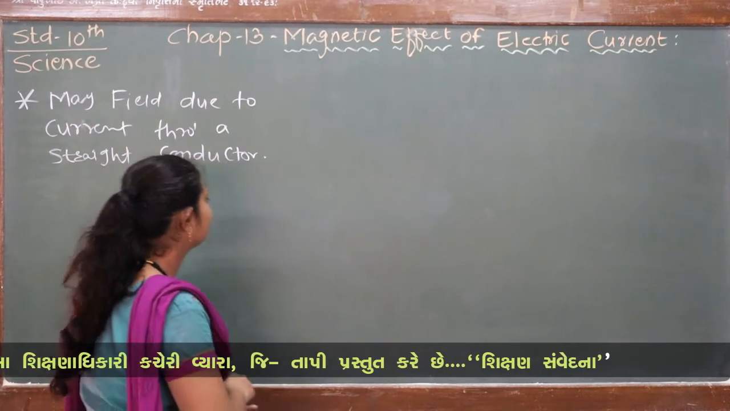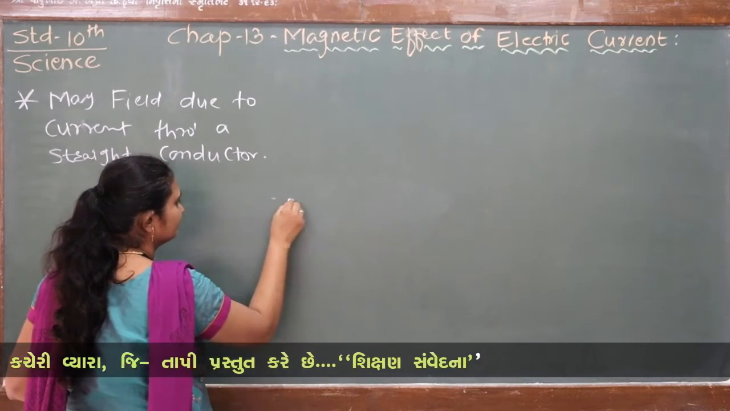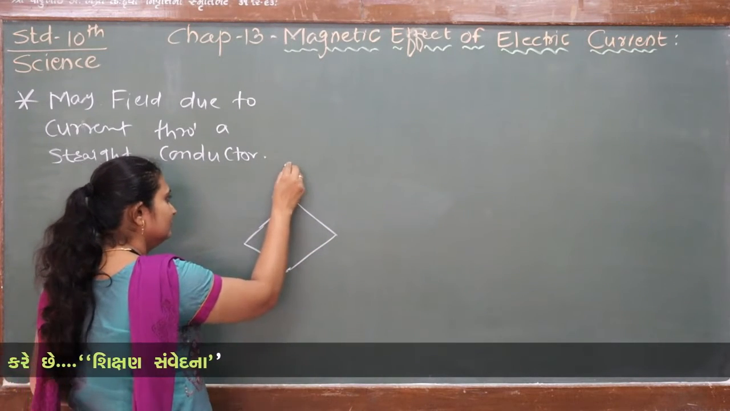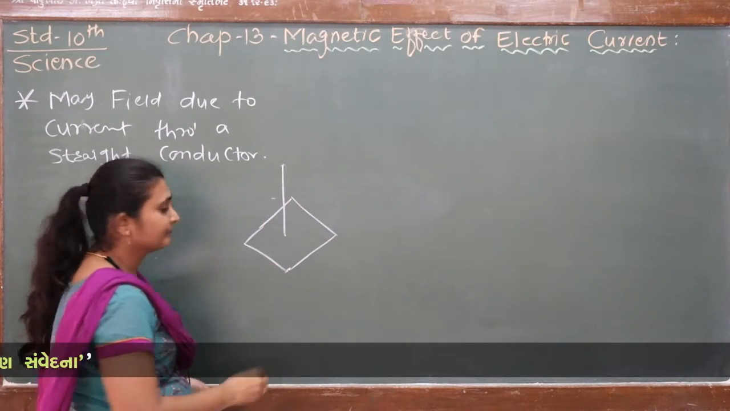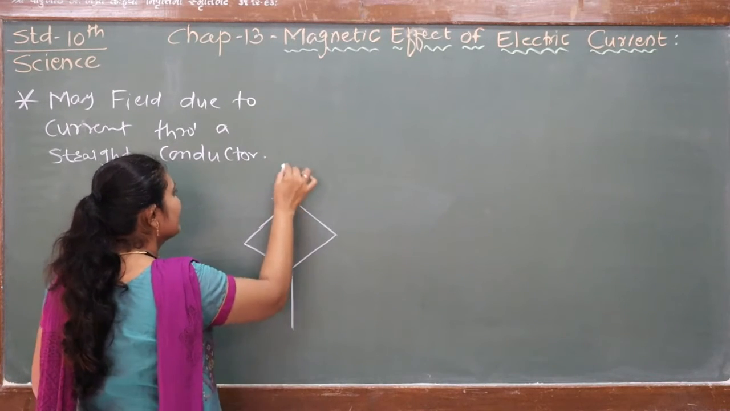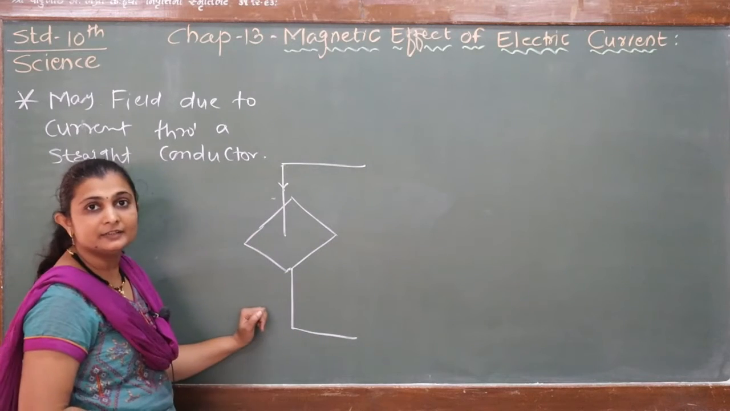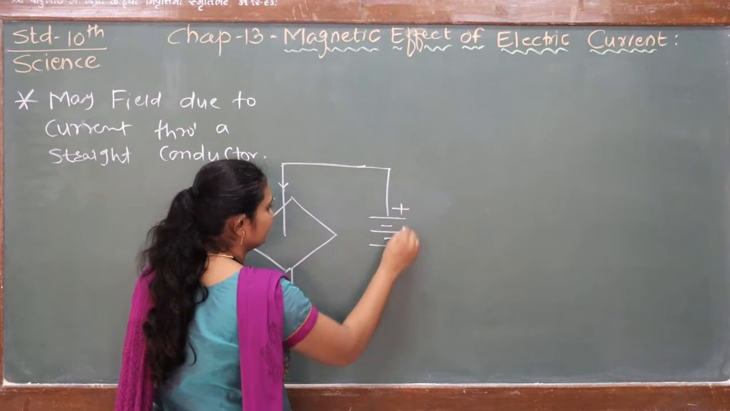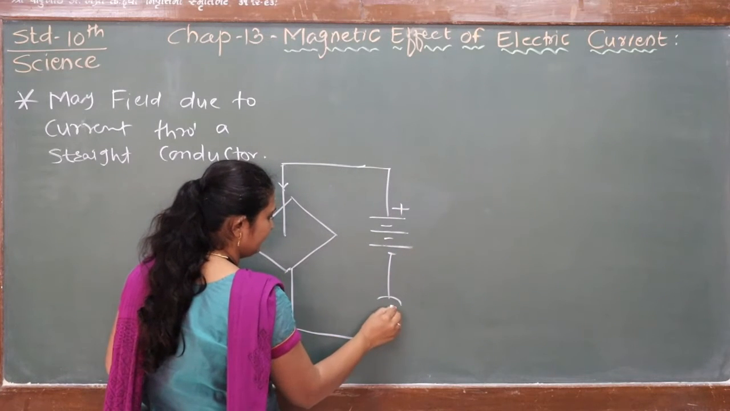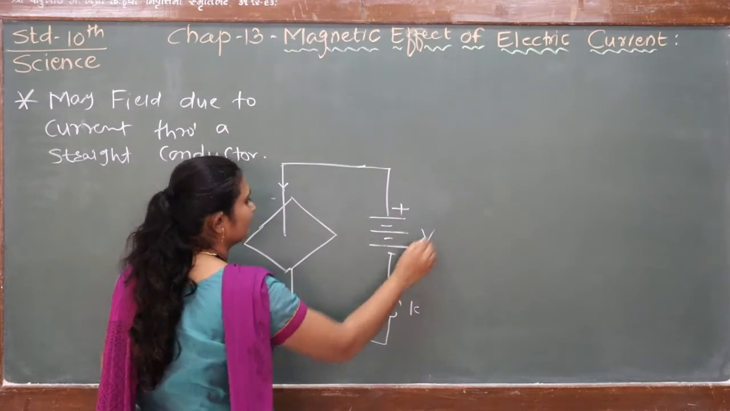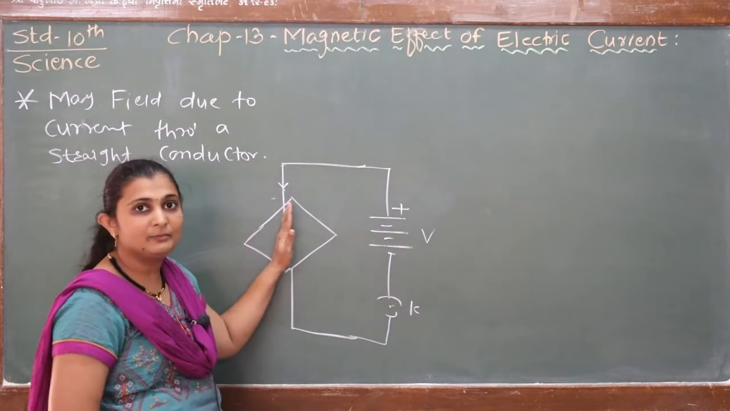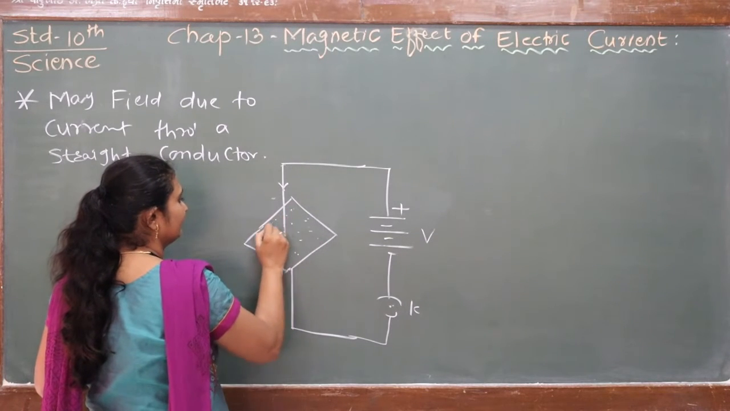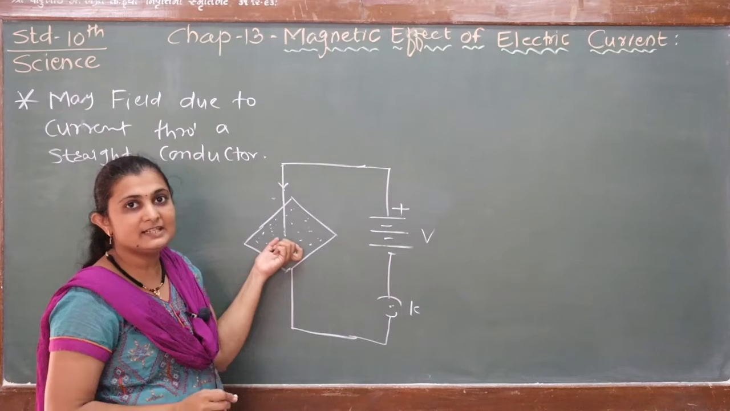Consider a cardboard. Now through this cardboard we have to immerse a conductor, and complete the circuit using a battery and key. Correct? Now on this cardboard you have to keep some iron filings. You have to put some iron filings on it.